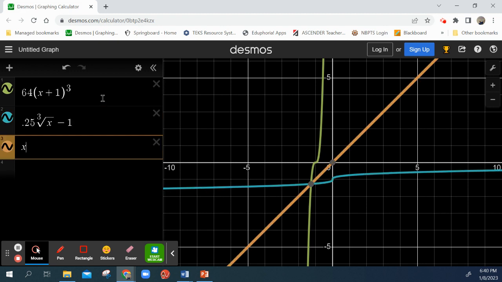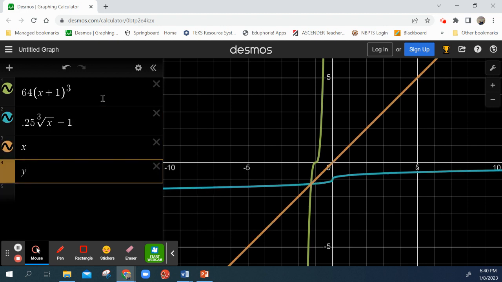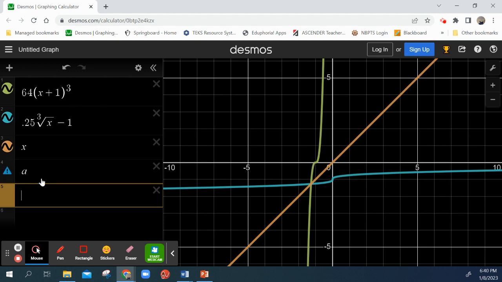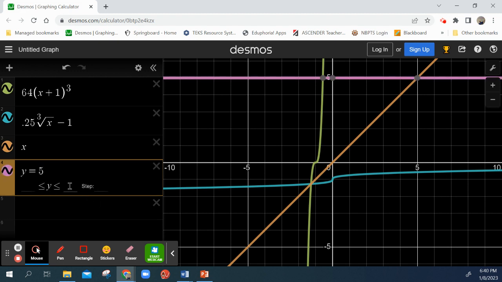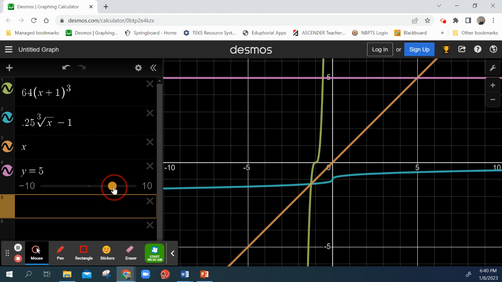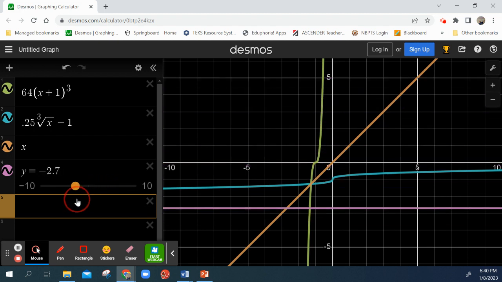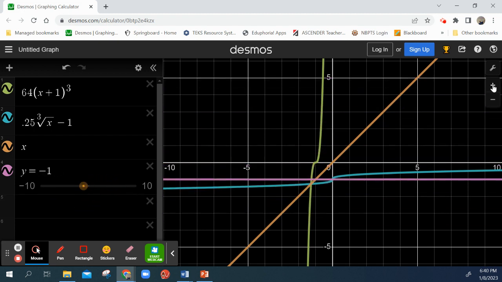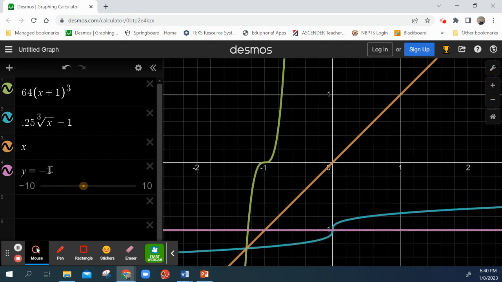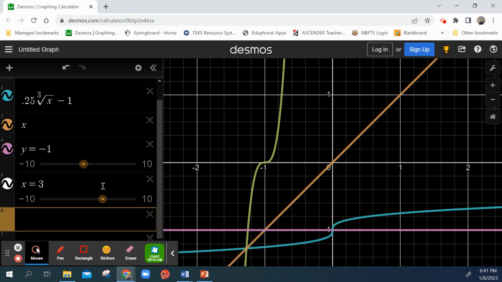So the easy way to tell is the vertical line test, right? So if I just do this, oh, it's doing that thing where it doesn't let me make a slider anymore, which is infuriating. But let's say y equals 5. Okay, so now it's going to let me make a slider. Okay, so does it pass the horizontal and vertical line tests? So let's go ahead and mess with this a little bit.